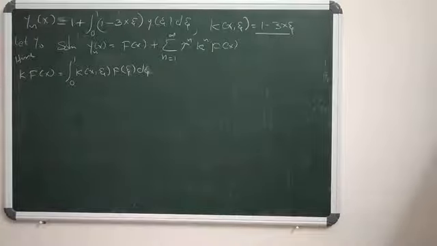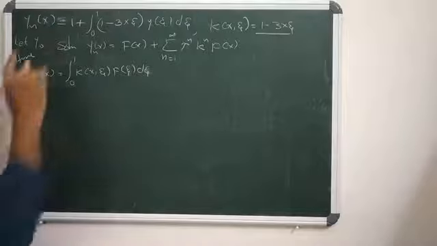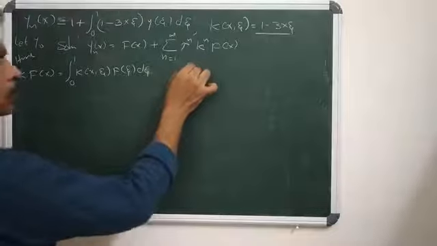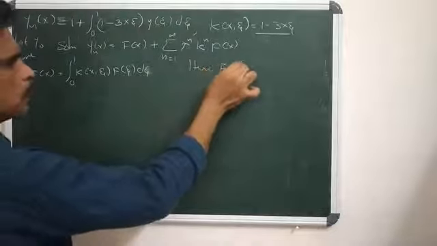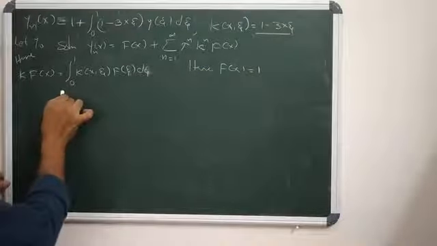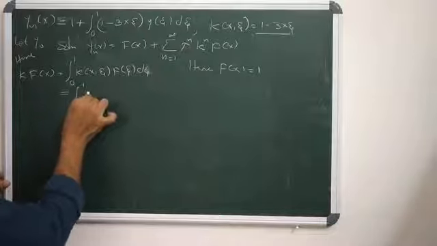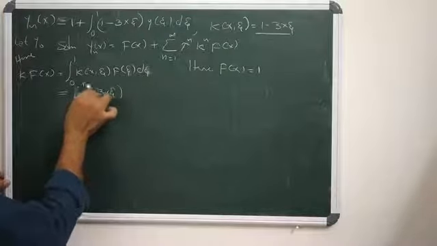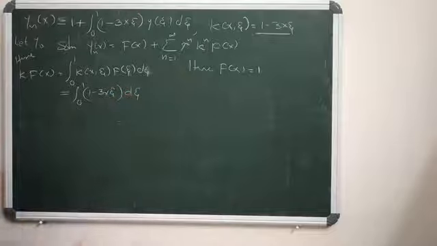Kx theta f of theta d theta. What is f of x? Here, f of x equals 1. Since f of x equals 1, f of theta is 1. So it equals the integral from 0 to 1 of (1 minus 3x theta) into 1 d theta.